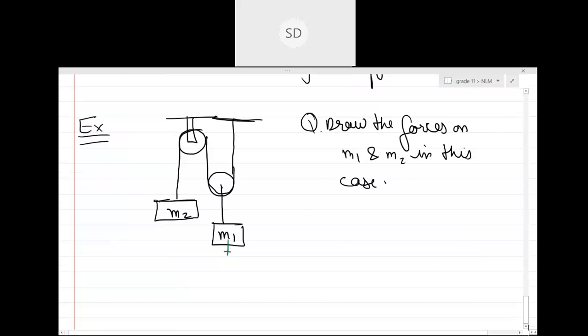So can anyone tell me what are the forces acting on M1? First of all, will its weight act downwards? Will this M1 mass multiplied by g act downwards? So can you see this is the weight? Can you see this is the weight of the second object, M2g? Yes or no, guys?